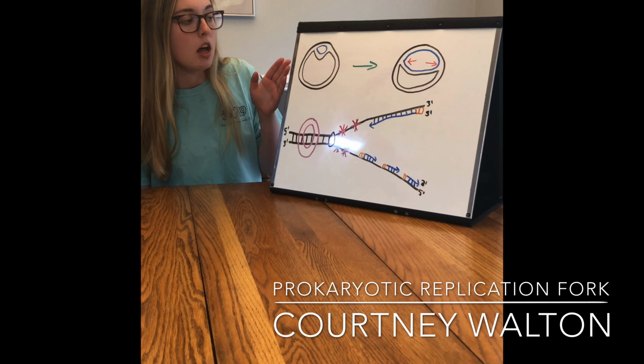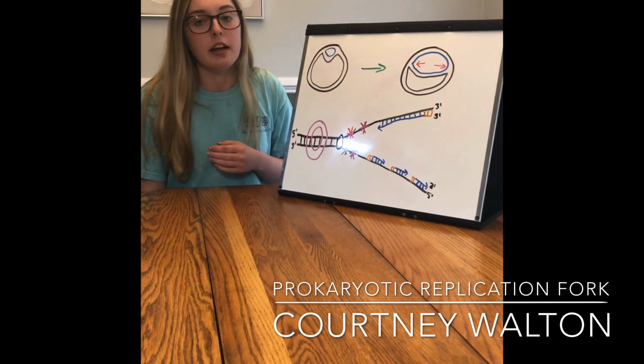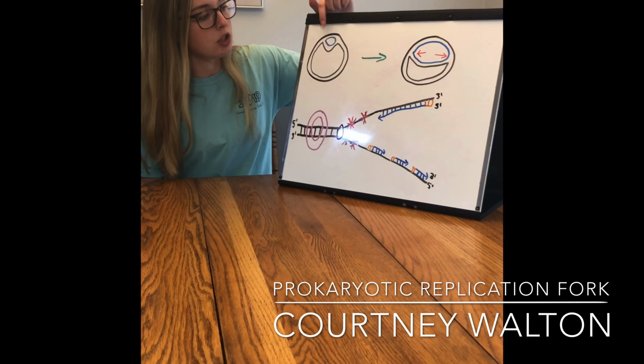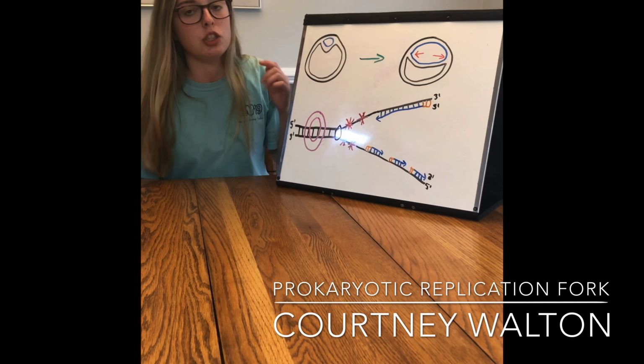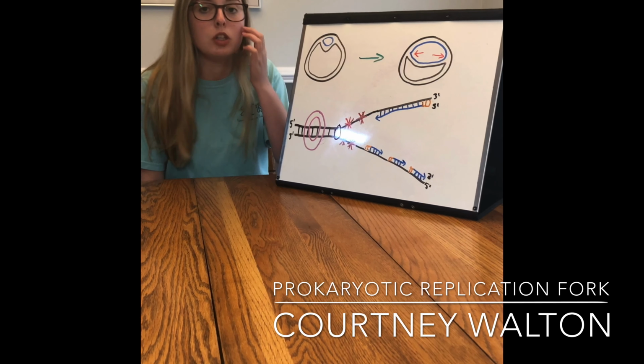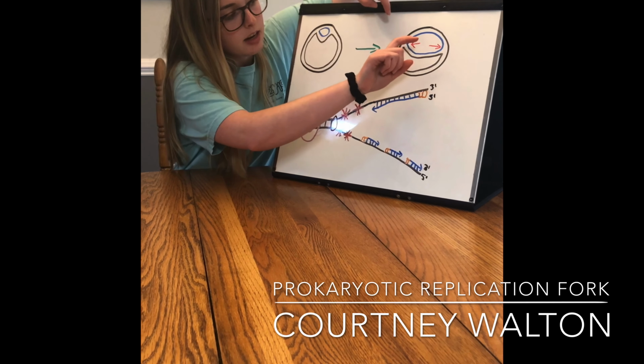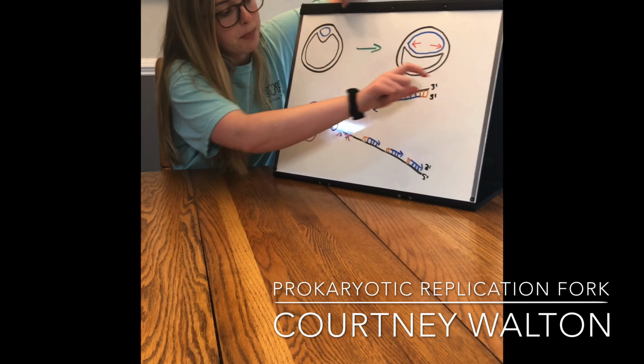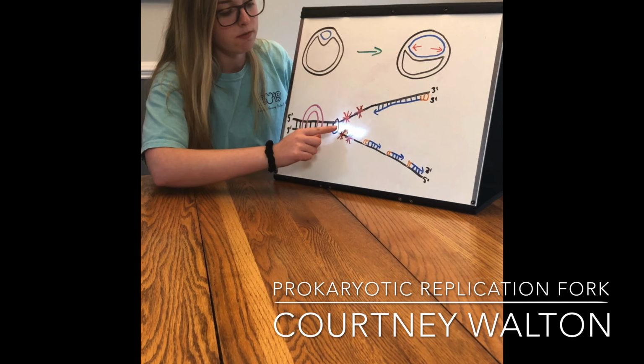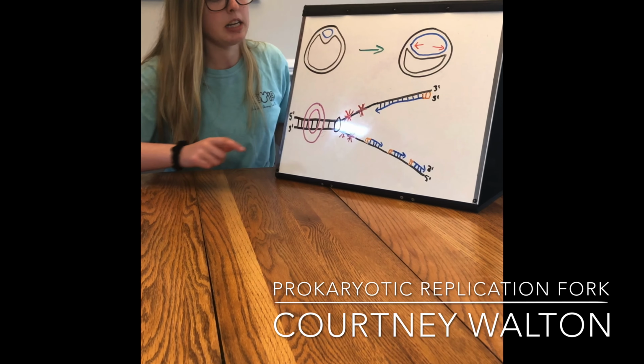So prokaryotes use the theta model for DNA replication. And DNA replication starts at the origin of replication, which is a sequence of DNA that tells the process where to start. And it begins to melt open, and the theta model is bidirectional replication. So you're going to have a replication fork here and another one here.